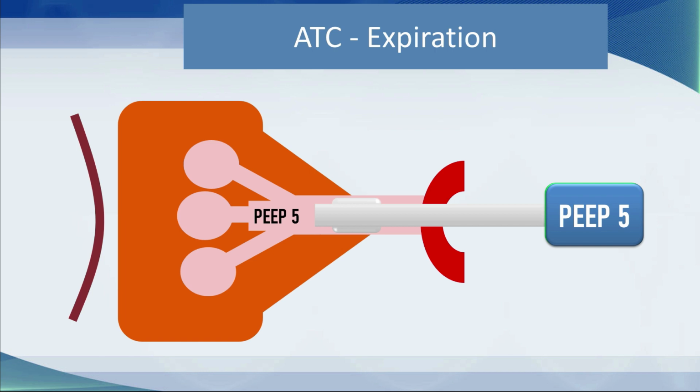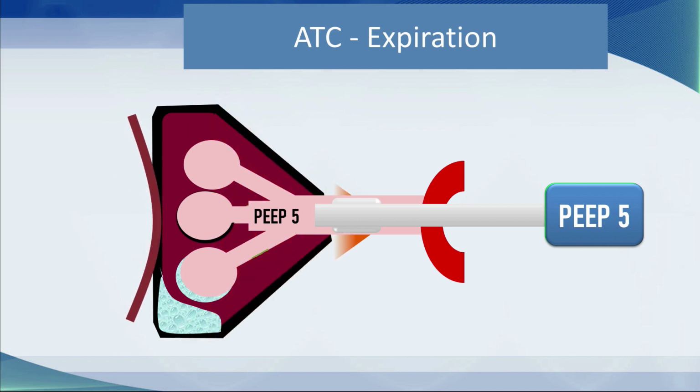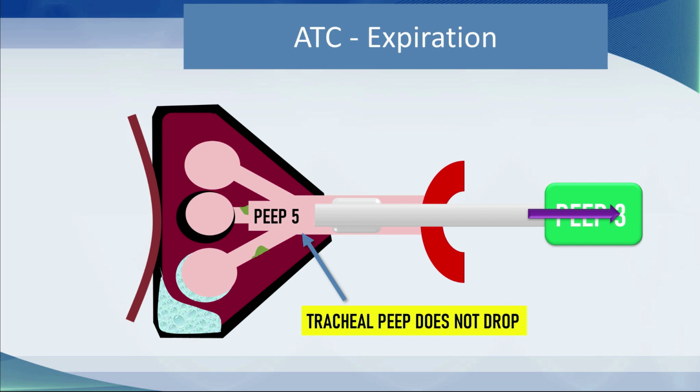The problem here is that one is exhaling against an obstruction, in this case an endotracheal tube. Automatic tube compensation dynamically reduces PEEP on the expiratory ventilator limb to make it easier for the patient to exhale, but crucially, the tracheal pressure does not drop, so PEEP is maintained inside the lungs.